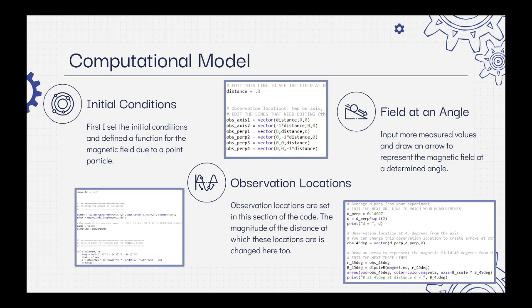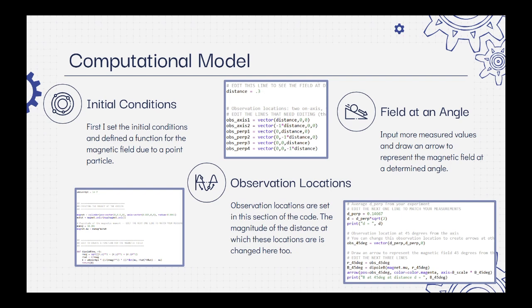So here's how we did the computational model. First, we set up some initial conditions. We have our mu naught over 4 pi. We have our mu magnitude, which we calculate by taking the values from the next slides, which you'll see here. And then we make a function. We define it for the dipole, the magnetic field. And then we also use our observation locations at many different points.